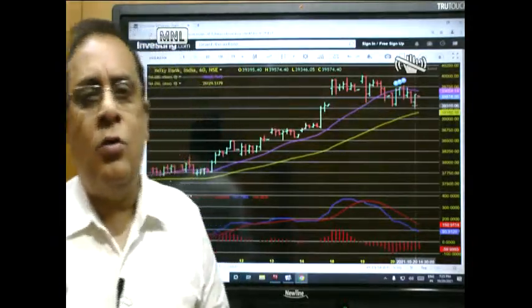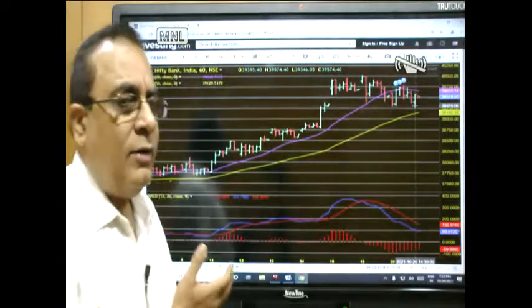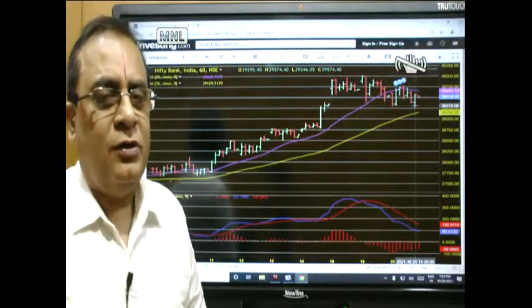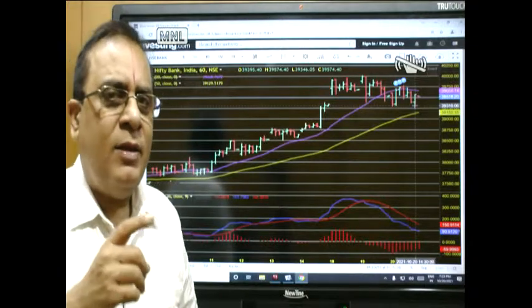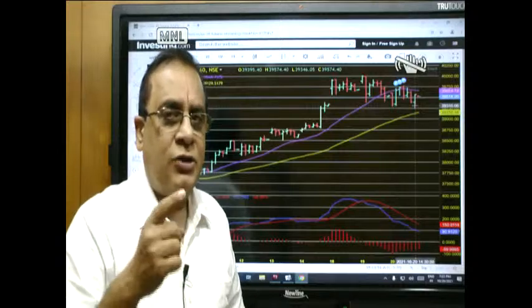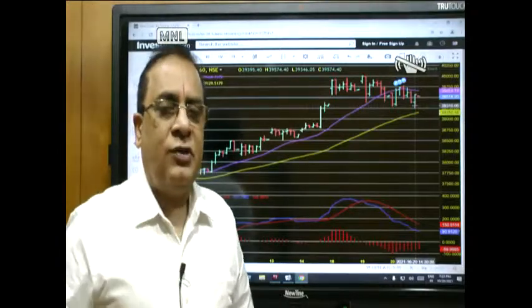But those who are going to short could have done that, with the very important thing being that you should keep a stop loss. And considering that there are many gap ups these days, it is better not to carry a short position overnight in the present circumstances.